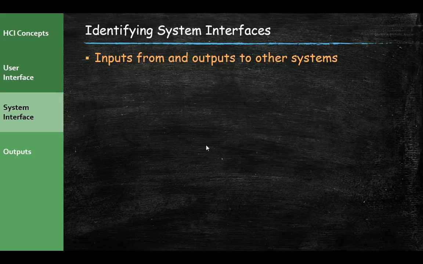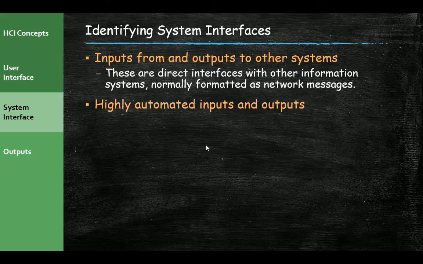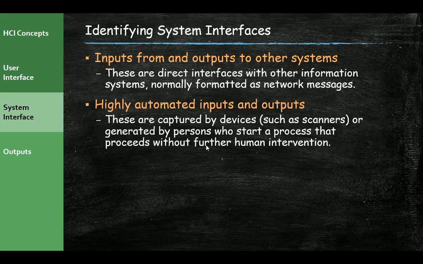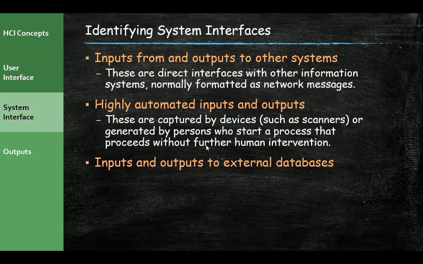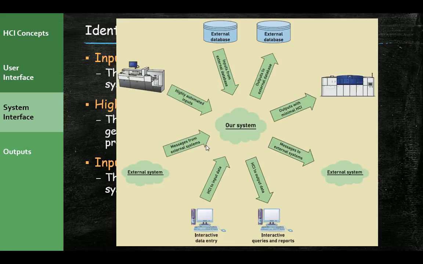And there are lots of different ways to do interaction with other systems. So, inputs from and outputs to other systems: they're direct interfaces with other information systems, normally formatted as network messages. There's lots of different ways to do that. There are highly automated inputs and outputs, which are captured by devices such as scanners, or generated by people who start a process that proceeds without further human intervention. And then you've got inputs and outputs to external databases, which can supply input or accept output from the system.